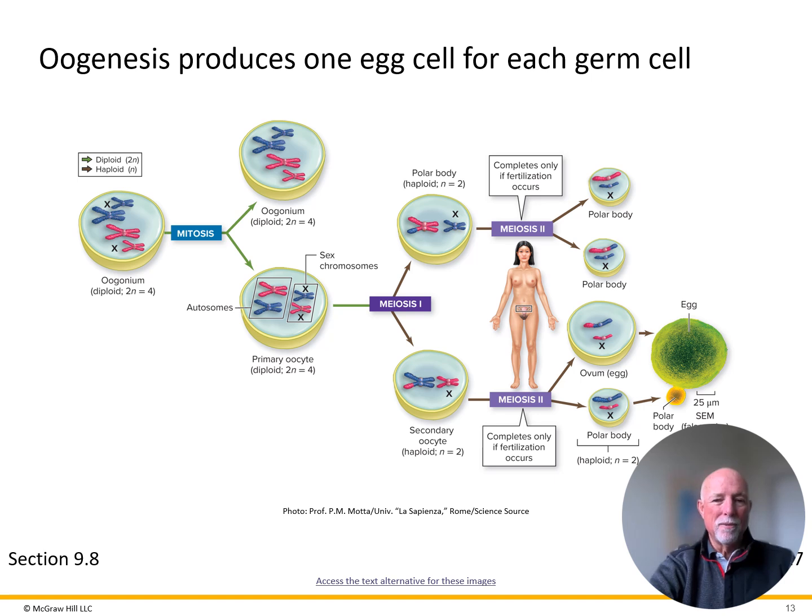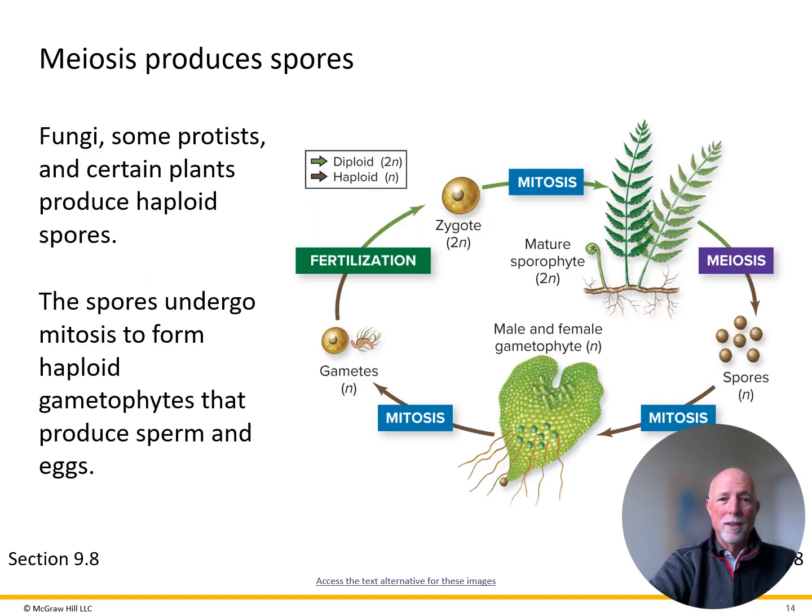They tend to not survive. They get absorbed into the uterine wall, but 1 large egg cell survives. That's a key difference between the development of sperm cells in males and the development of egg cells in females.